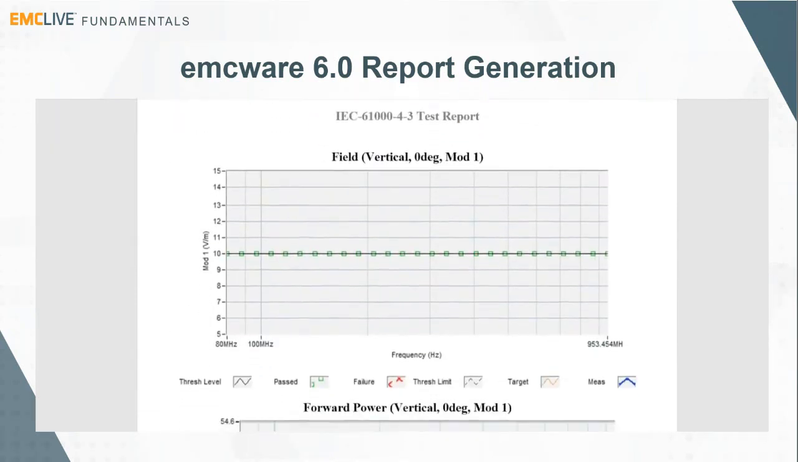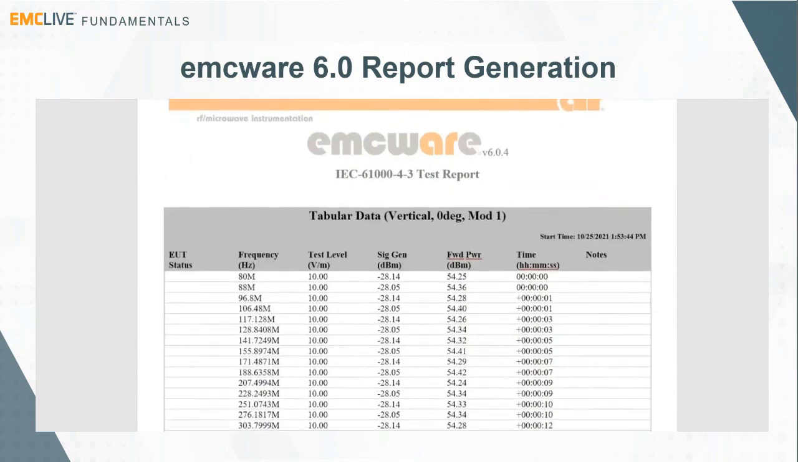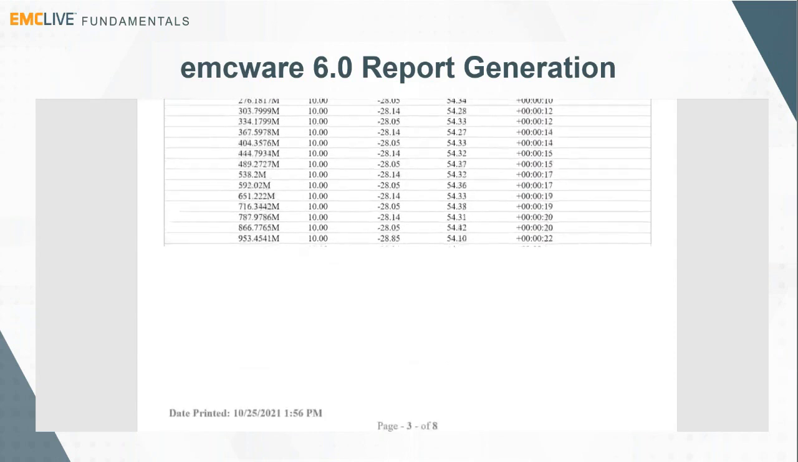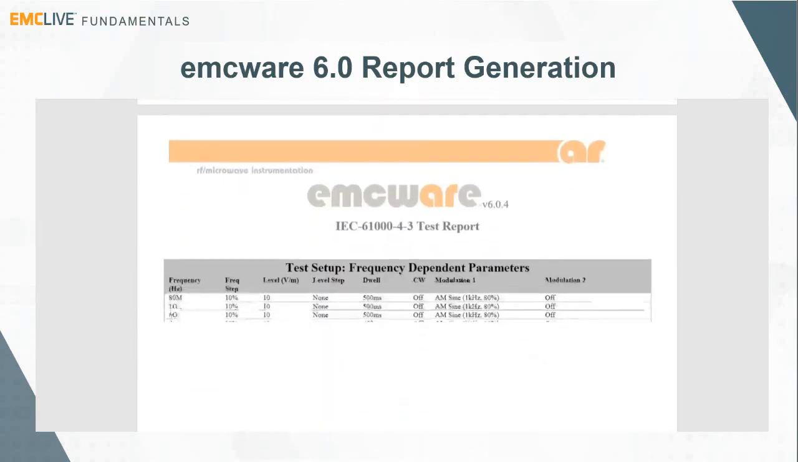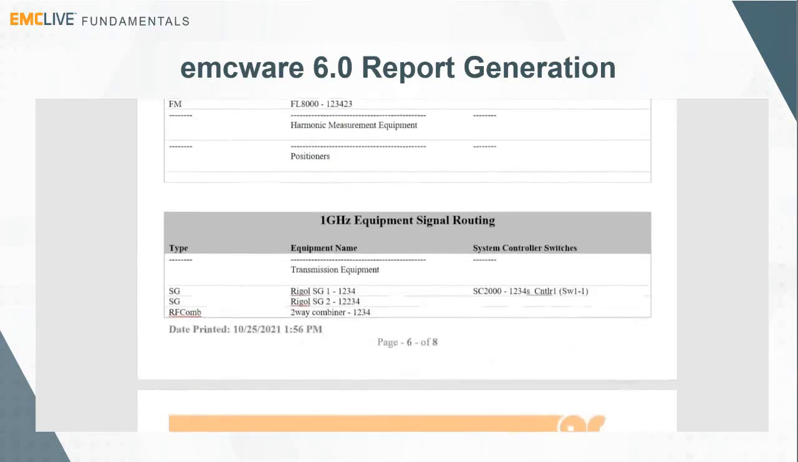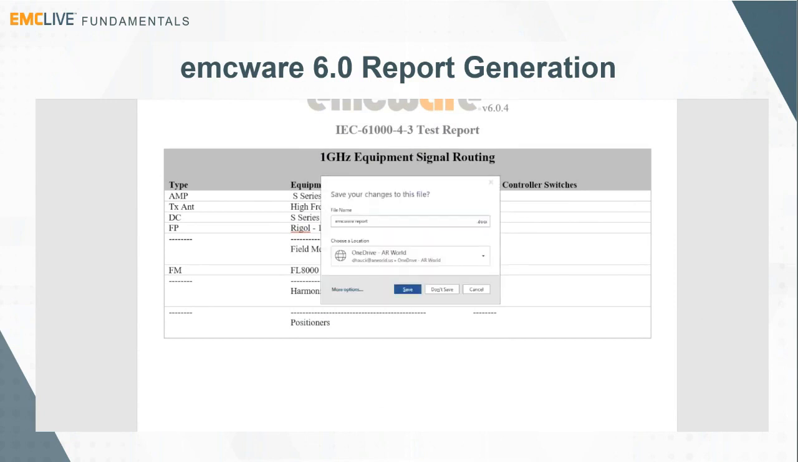Again, all the pertinent information that was entered, the test files, all these things, the field level in a graphical format is shown, the forward power level, both single and multiple tones, and a tabular list of all the pertinent data and information. All these can be edited. You also have the option within the report generation file to pick and choose what information you want to put in this report. But since it's in Word, you're free to edit it as your standards and test dictates allow. That completes our report generation.